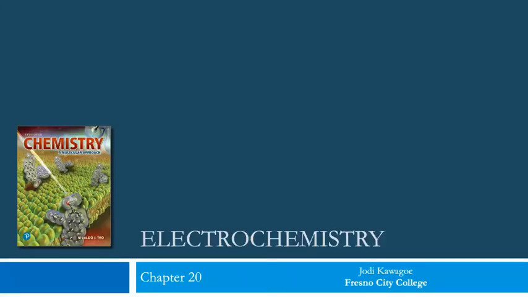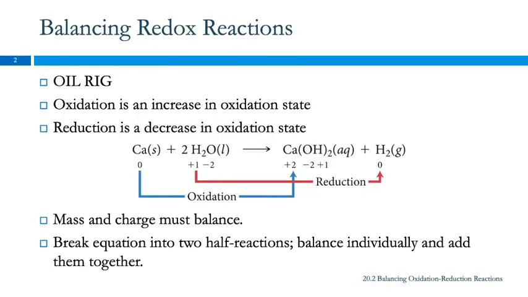So we're just going to cover one section from this chapter, balancing redox reactions. A little bit of review here, which isn't that necessary because we just talked about this. OIL RIG: oxidation is loss of electrons, reduction is gain of electrons. Oxidation is an increase in the oxidation state, reduction is a decrease in the oxidation state.